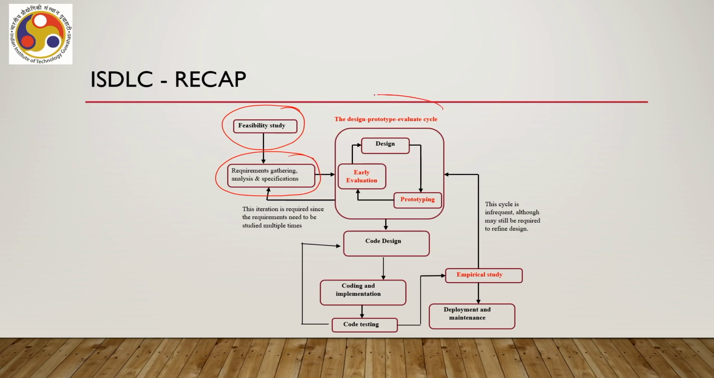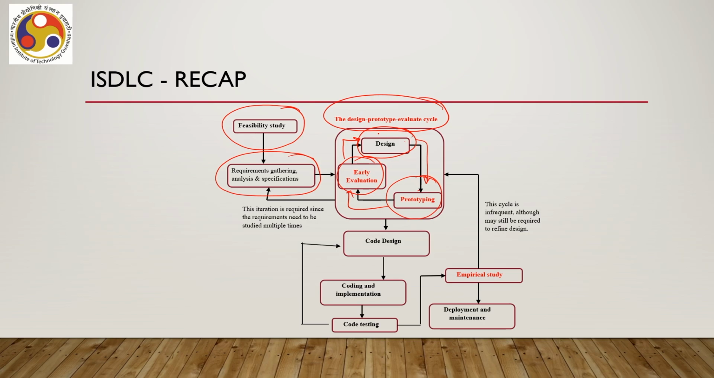Then we have this design, prototype, evaluate cycle, where we have the design stage, prototype stage and early evaluation or quick evaluation stage. Now, these three stages are connected through a cycle. So, design followed by prototyping, followed by quick evaluation, which is followed by design phase again, that is refinement of the design based on the evaluation results, and so on till the design stabilizes.